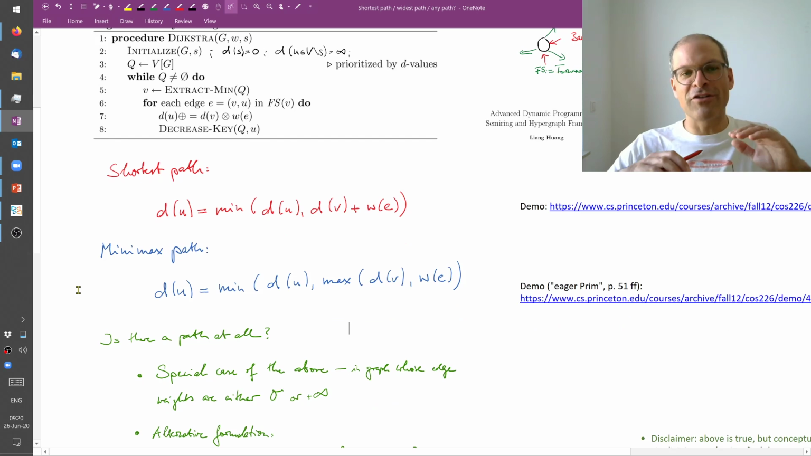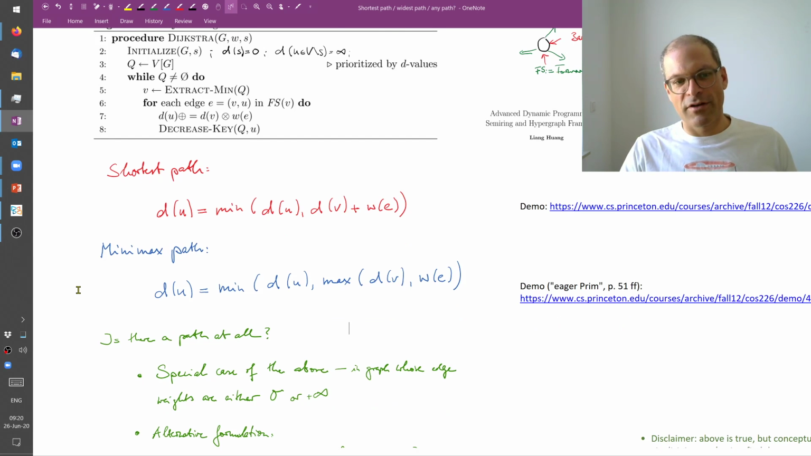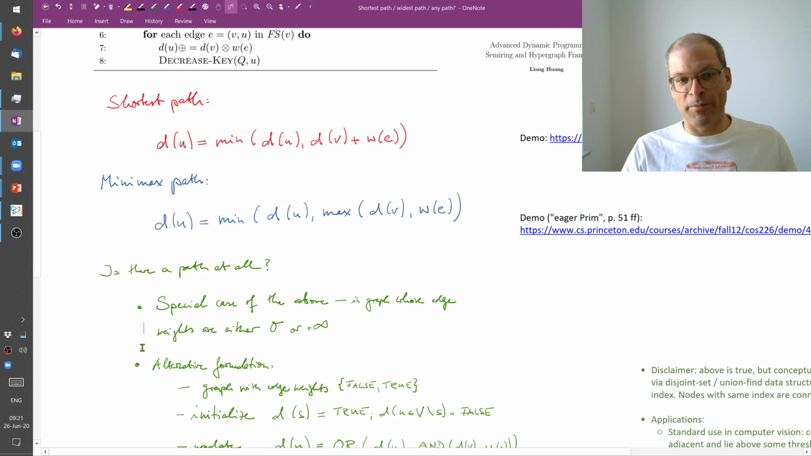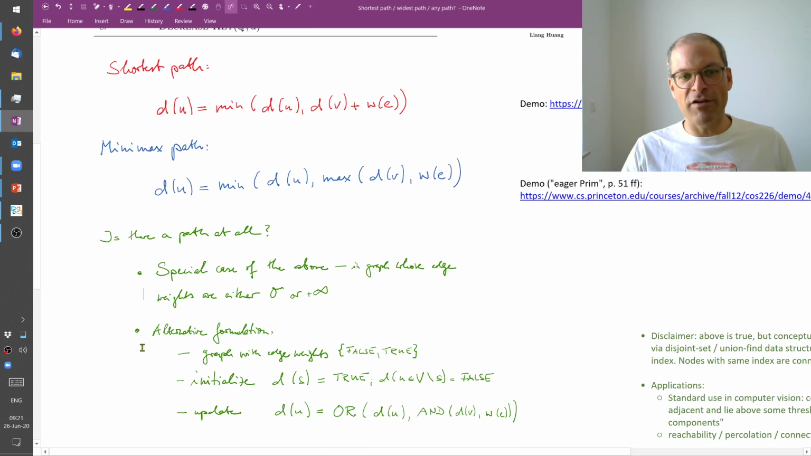Actually, this algorithm is very general. We could invent many other rules. Today I want to introduce here a new color, the question not about the shortest path or the minimax path, but the question, is there a path at all? Now, this is a special case of the above.